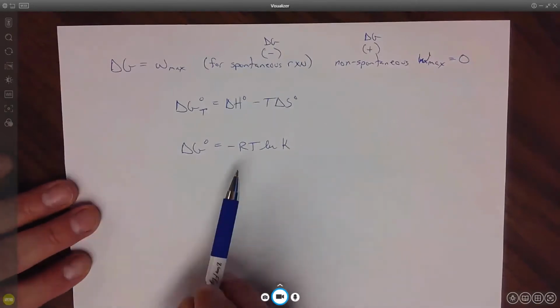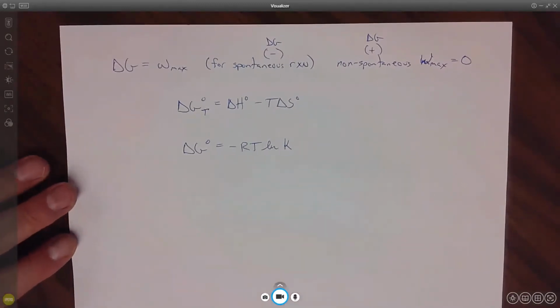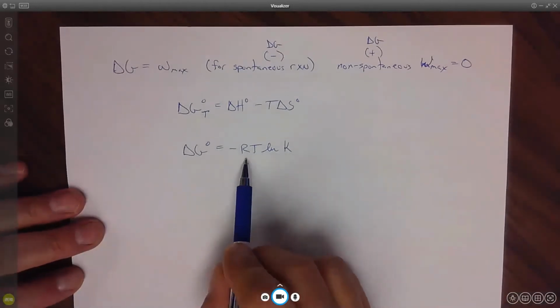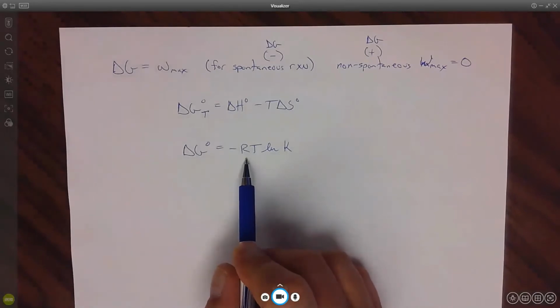Jada, what do you think the R value is for this equation? The R value is 0.0820. I'm sorry, give me 1 second, I can't hear you. Go ahead, say that again. 0.082058. Mhm. Everybody agree? Anybody disagree?